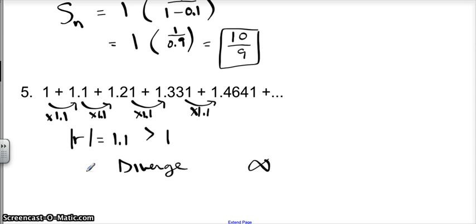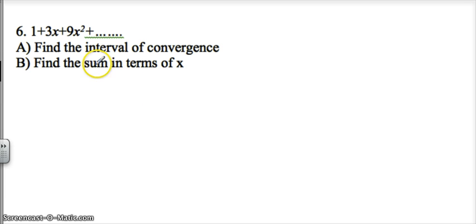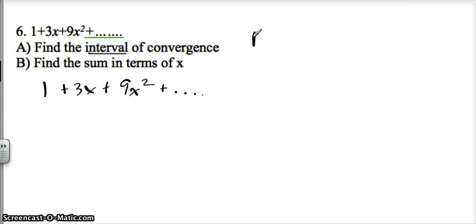Okay. All right, so let's take a look at our next problem. 1 plus 3x plus 9x squared. This problem's a little different because we do see an x value, but let's take a look at what's happening here. We've got 1 plus 3x plus 9x squared plus and so on. We're looking for the interval of convergence. We've got an interval, meaning we're going from some value to some value. So there's going to be a range of numbers, because we've got this x value. We don't know what that x value is, so it can be a variety of numbers.